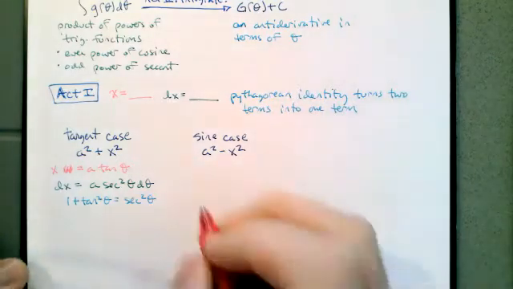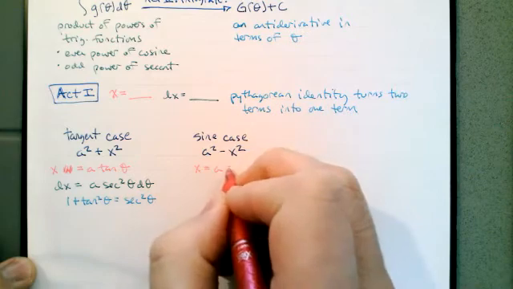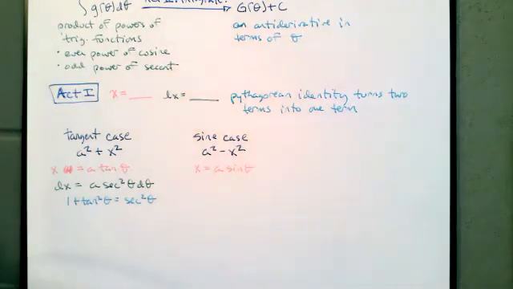In the sine case, we make the substitution x equals a sine theta. The reason that we want the sine is because we want 1 minus sine squared to become cosine squared. The reason that we want the a in front of it is so that we can factor out the a. So we get a squared times the quantity, a squared times the difference, 1 minus sine squared.